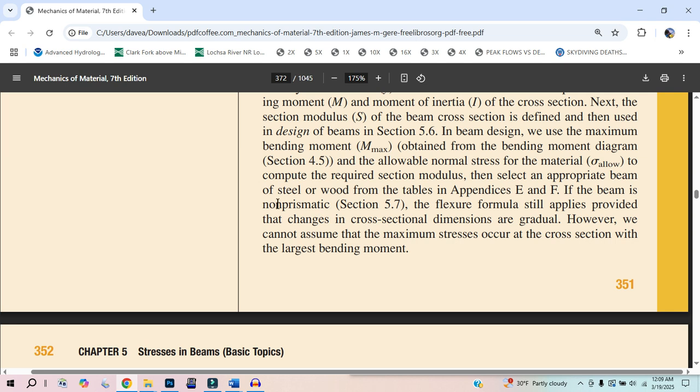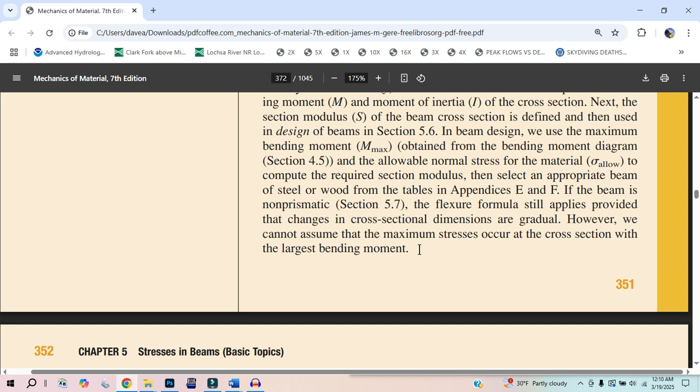And then, yeah, you can look up the section moduluses for steel and wood from the tables in the appendices in the back. If the beam is non-prismatic, tapered, is that what that means? Section 5.7, the flexural formula still applies provided that changes in cross-sectional dimensions are gradual. So there you go, you have a tapered beam. Oh, sweet. It still applies as long as they're gradual.